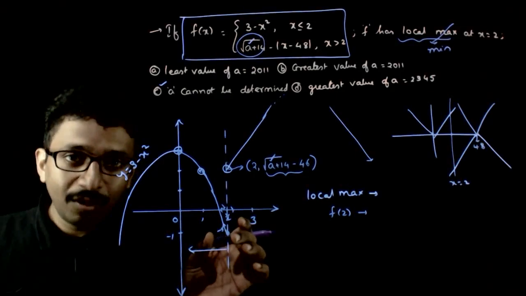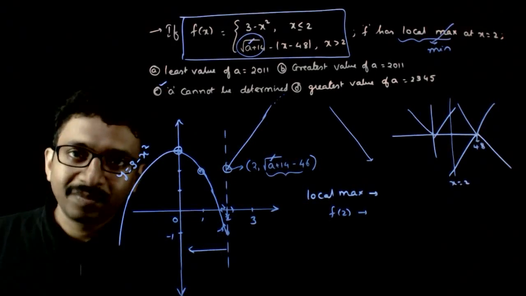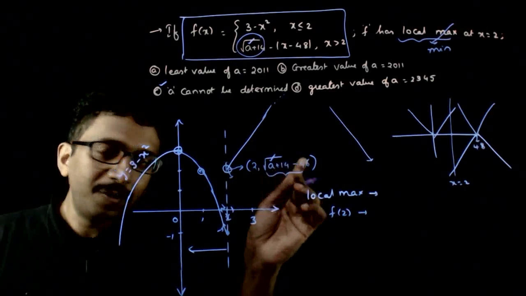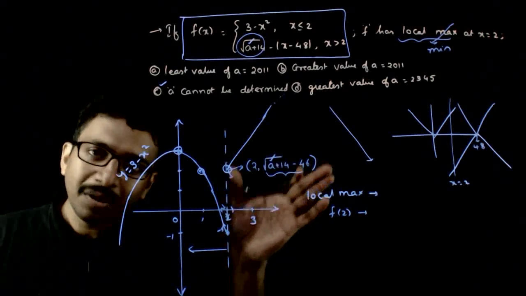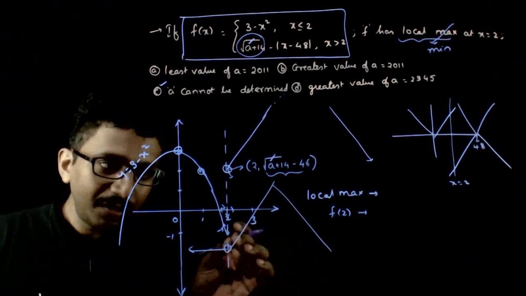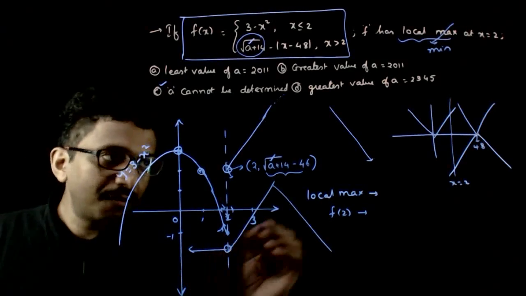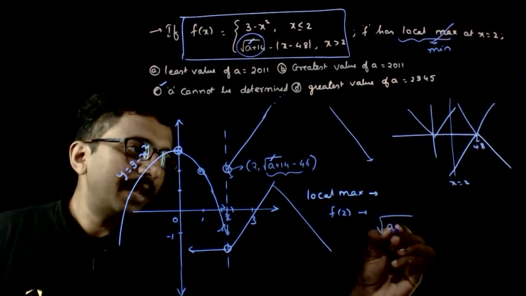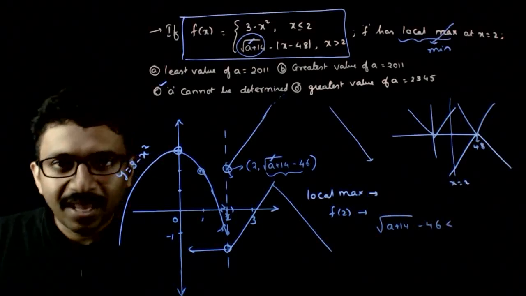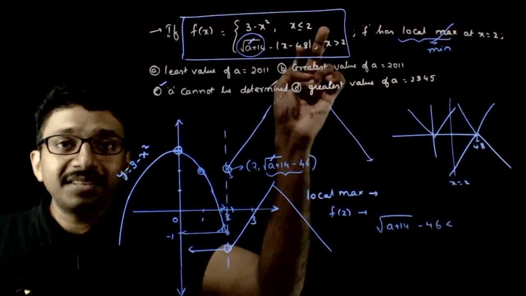So if f of 2 has to be the local minima, the right neighborhood value should also be greater than f of 2. So the condition should be that the y value of this should be less than f of 2, so this graph should come down, so that this value is less than f of 2. That is, the value of y, root of a plus 14 minus 46, has to be less than f of 2. You can see that f of 2 comes from this definition.